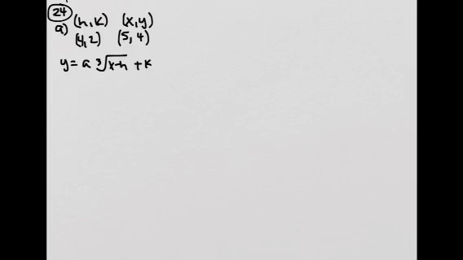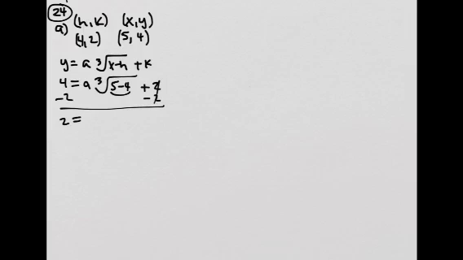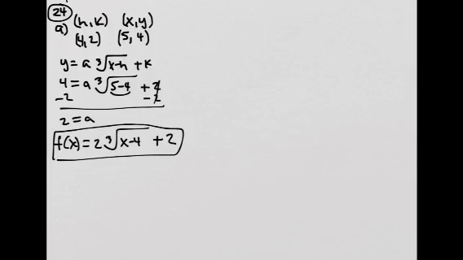So now 4 is Y. I'm trying to look for A. X is 5, H is 4, and K is 2. So 5 minus 4 is 1, so cube root of 1 is 1, so that's kind of nice. So minus 2 worked out nicely. So now I have 2 equals A. So my function will be f of x equals 2 times the cube root of x minus 4 plus 2. Okay, for part B.